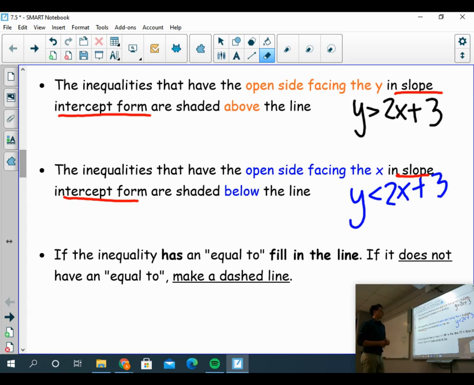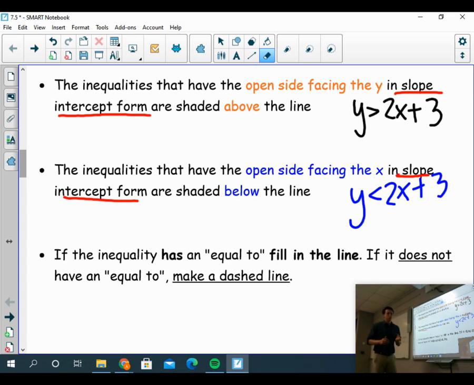Inequalities that have the open side facing the x are really the mx plus b portion, because we won't always physically see the x if the coefficient of the x was 0. The open side faces the side with the x on it in slope-intercept form. They are all going to be shaded below the line. And you can see I've underlined slope-intercept form. This statement will not be true for equations in standard form.